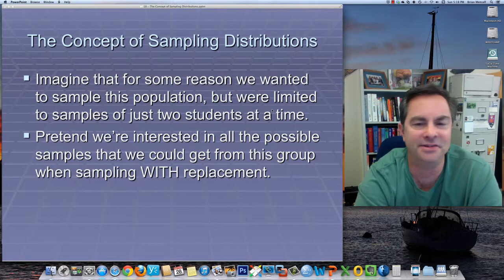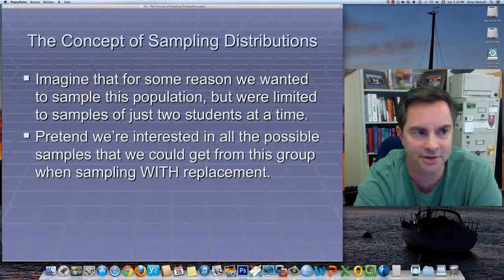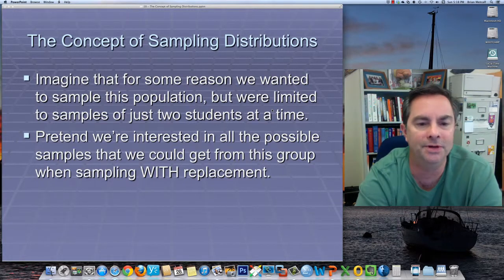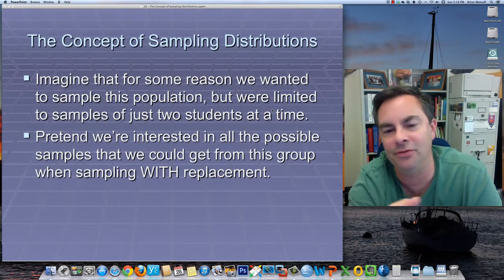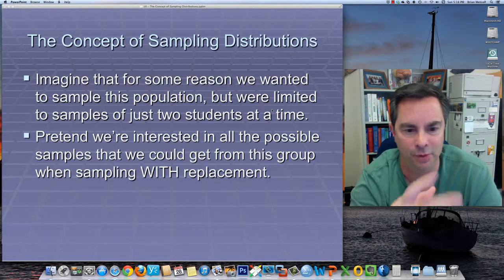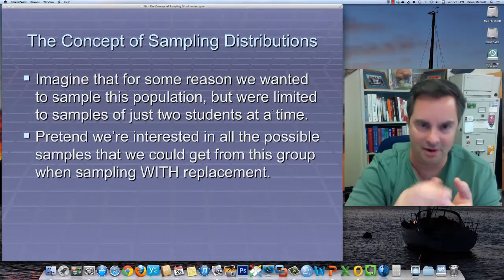Now, we're going to do something else that's weird, especially in the context of doing research. You would never do this in a research context, even with a big population. But pretend that we're going to sample from this group using a process of sampling with replacement. I've mentioned this before elsewhere. When you sample, you can either sample with replacement or without replacement. We talked about this when we were talking about dealing cards out of a deck.